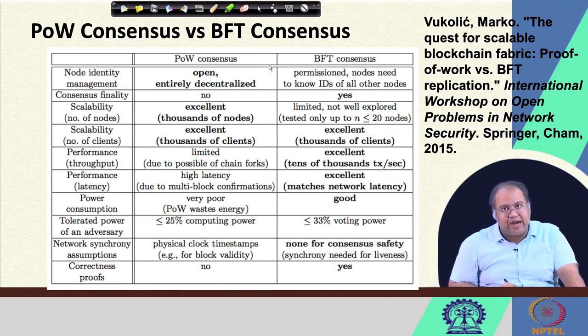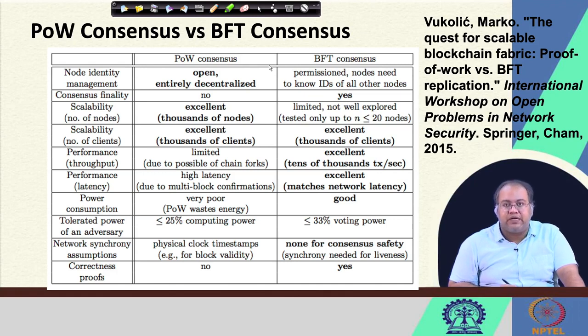If you just look into the adversary power, the power that an adversary can have for the safe operation of the blockchain, in case of proof of work it is less than 25% of the computing power. In case of BFT consensus, it is less than 33% of the voting power. In case of BFT consensus, you have seen that if you have f number of faults, you need at least 3f plus 1 number of nodes in your system. So, that way the adversary can have less than 33% of the voting power.